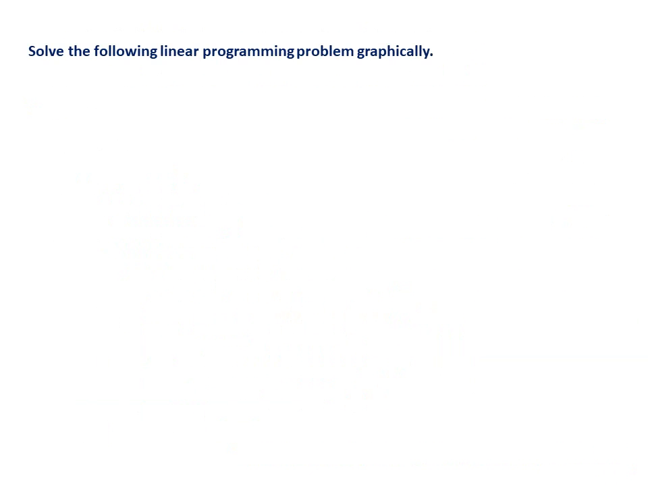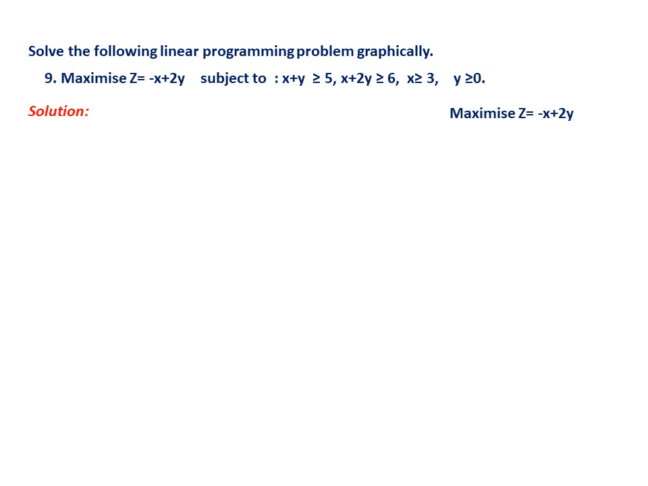Next one, solve the following linear programming problem. All the examples which I have taken today are not word problems. The LPP is directly given. What we have done is we are just drawing the graph, finding the corner points and then testing the objective function by substituting those values and finding the maximum or minimum.